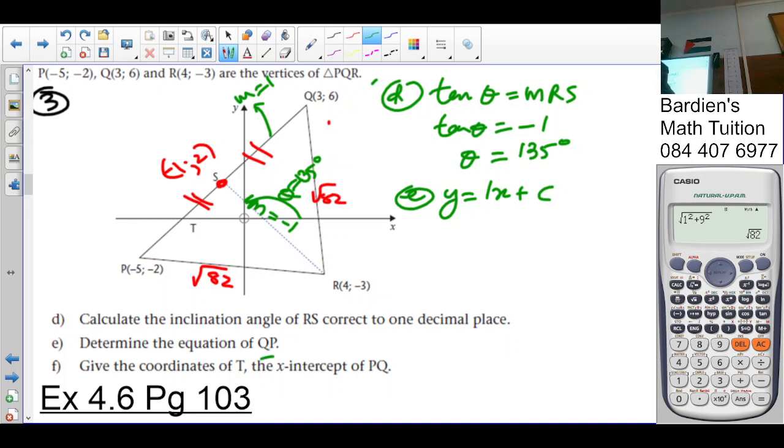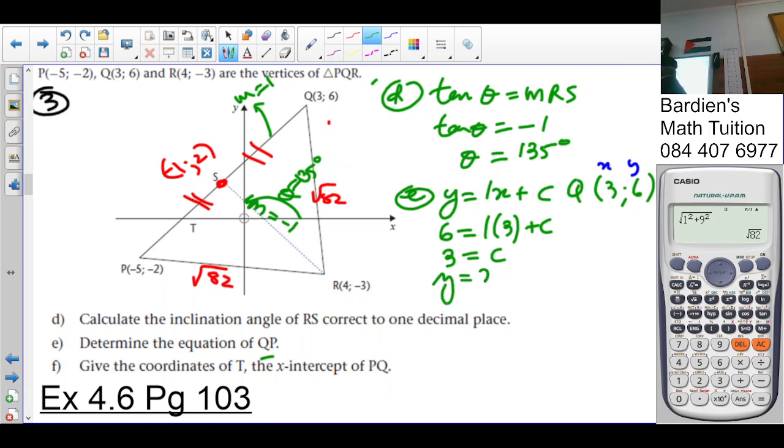Okay? I can substitute P, I can substitute Q. Okay, with Q, which is 3 and 6, remembering that's an x and a y. So 6 is equal to 1 times 3 plus c. So c works out to be 3. Y is equal to x plus 3. Figure that's correct? Yeah? So y is equal to x plus 3.